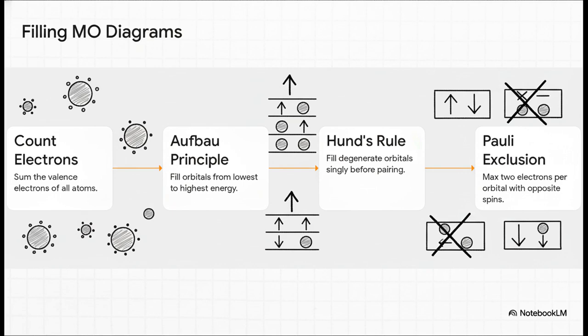First, you count up all the valence electrons. Those are the outer ones that do all the work. Then, you start filling the diagram from the very bottom, the lowest energy level, and work your way up. Now, if you hit a level with multiple orbitals at the same energy, Hund's rule says you have to put one electron in each before you can double any of them up. And finally, remember that any single orbital can only hold two electrons, max, and they have to have opposite spins.